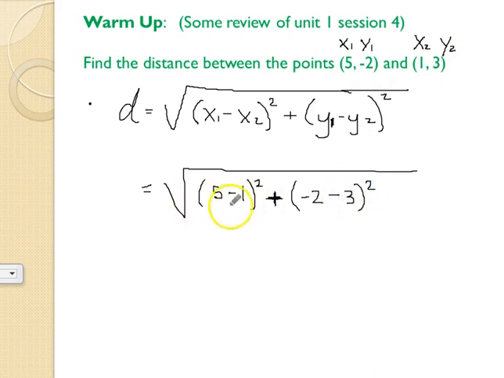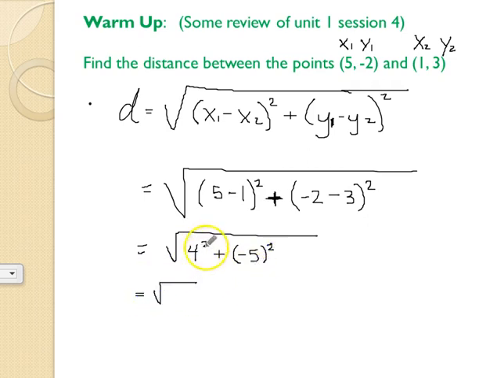So let's clean up what we have in our parentheses. 5 minus 1 is 4. I got ahead of myself. And then we'll add to it -2 minus 3, which is -5. So we'll square that. When we square 4, that means 4 times 4, which is 16. And when we square -5, that's -5 times -5, which is +25.